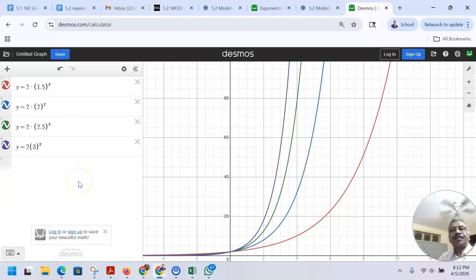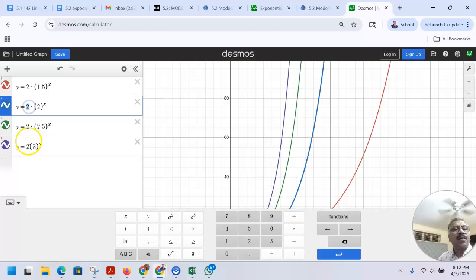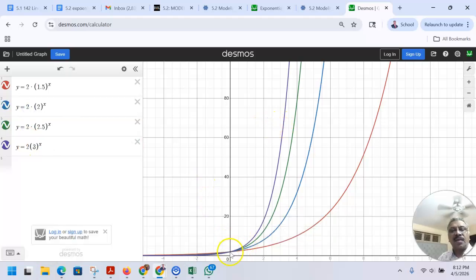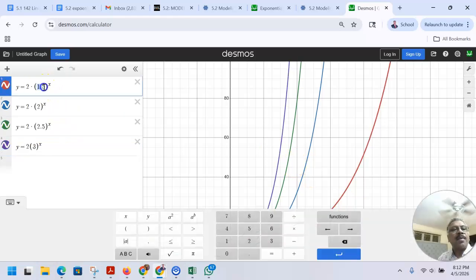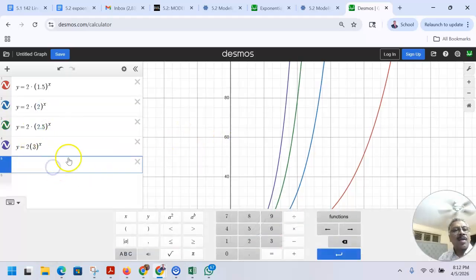And so the main idea is to understand what this 2 stands for. This 2, this 2, this 2 is the value when x is 0, that's the point. So when the input is 0, the output is 2. And then the bigger this 1.5 or 2 and this number gets, the steeper the graph.